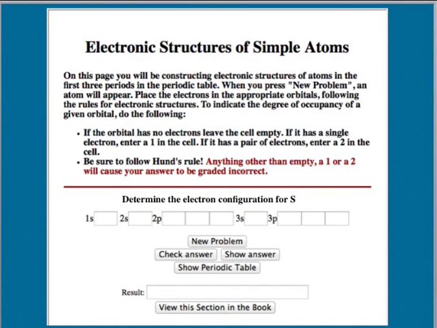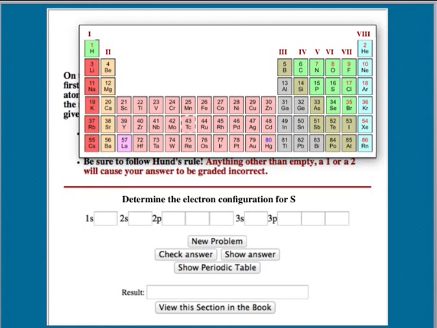We've already done sulfur, but we'll just do it again. Determine the electron configuration for sulfur. What you're going to do is put in numbers here. You're either going to put in 1s or 2s. If you put in anything else, you're wrong. It'll mark it wrong. All right, we need to look at the periodic table. You could even push the button and see one. And we're dealing with sulfur.